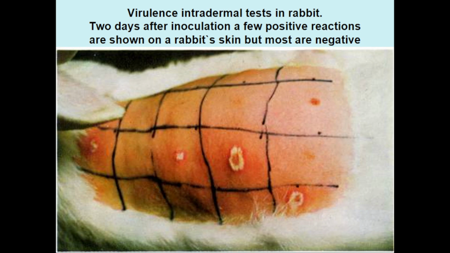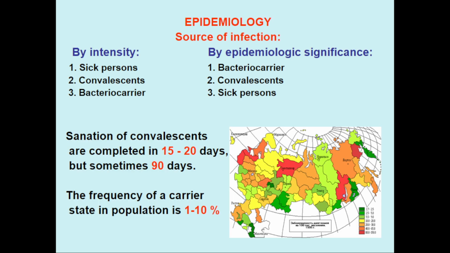One of the methods of diagnostics, mostly not used right now but still present, is an intradermal test in rabbits. 2 days after inoculation, a few positive reactions are shown on rabbit skin, but most are negative. Yeah, poor rabbit. One of the forms of diphtheria is skin diphtheria, and here it's shown on a biological test. Again, source of infection.